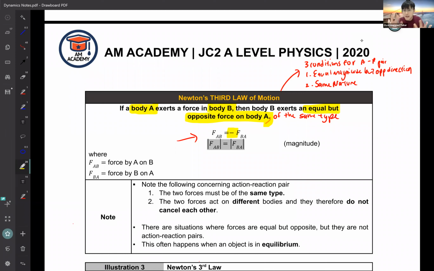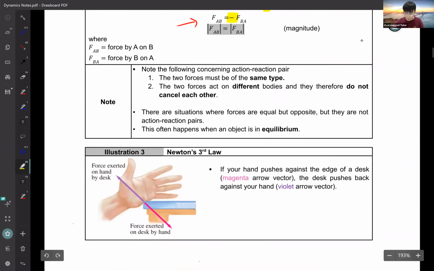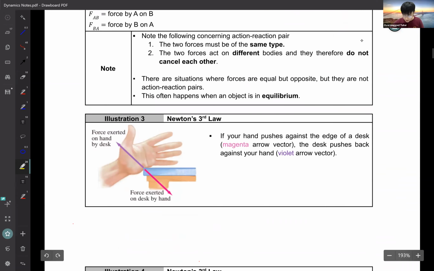Okay, so this actually ties in very nicely with one of the more important concepts in JC1, which is the conservation of momentum. Later we'll be doing a question, and I hope that you find the beauty in physics when I cover that question. But for now, let's move on first. I want to cover some more content before we start on the questions.